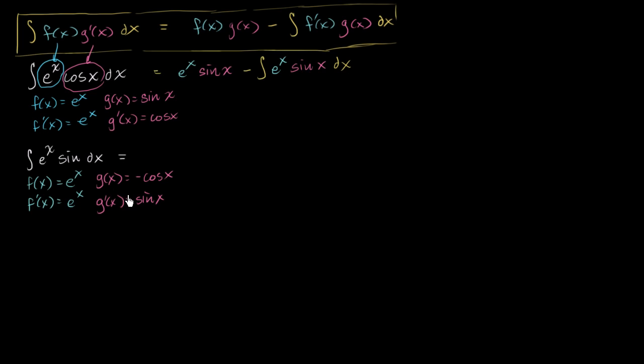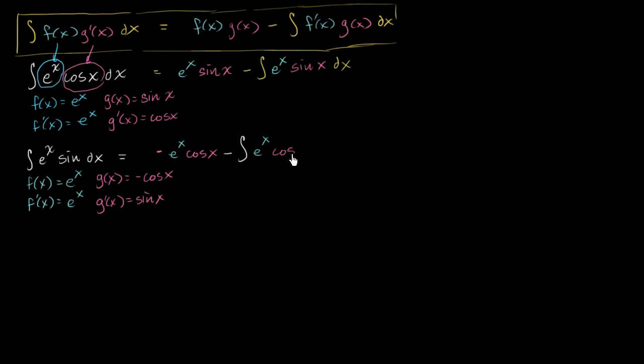So we have f of x times g of x, which is, I'll put the negative out front, negative e to the x times cosine of x, minus the antiderivative of f prime of x times g of x. F prime of x is e to the x, and then g of x is negative cosine of x.